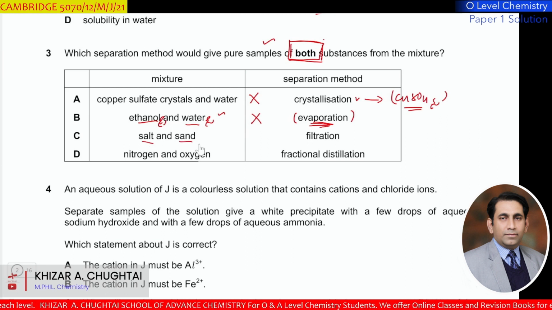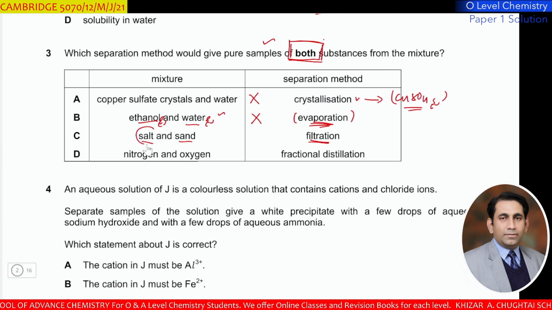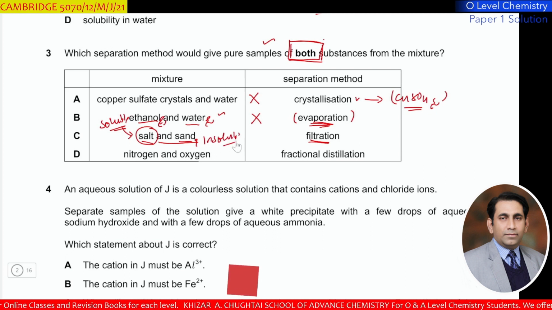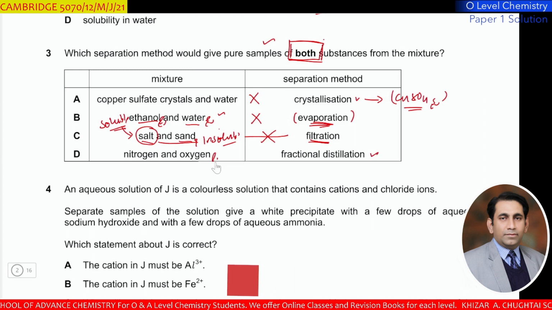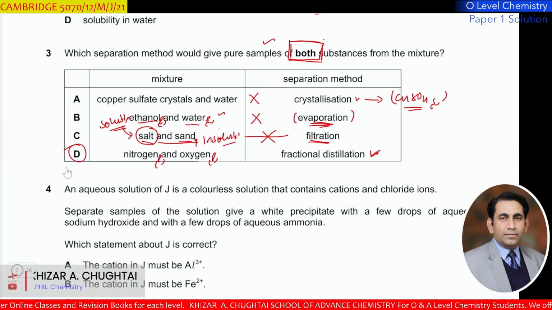Salt and sand by the method of filtration. Yes, it can be done if the salt is insoluble... but there is no indication of whether the salt is soluble or insoluble. If this salt is soluble, filtration cannot be performed. So once again, the third one is the wrong one. The last one is nitrogen and oxygen by fractional distillation. Yes, we can separate the liquid nitrogen and liquid oxygen mixture with the help of fractional distillation. It is true. So D is the correct option.